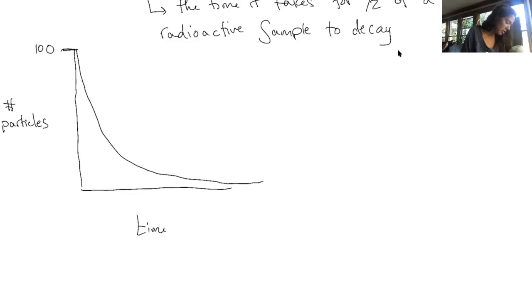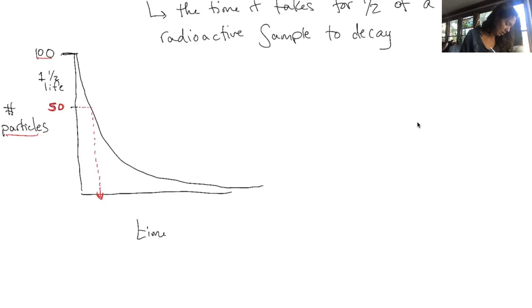If this is 100 particles, well, that 100 would turn into 50, and that would be 1 half-life, because after 1 half-life, half of it remains, and half of 100 is 50. So if I started with 100 particles and at some point I had 50 particles, I just lost half of my particles. My half-life, the amount of time it took for half of my particles to decay, would be, let's say, 2 days. I'll just make that up. It could be 2 seconds. It could be 2 billion years. All right, I put 2 days.